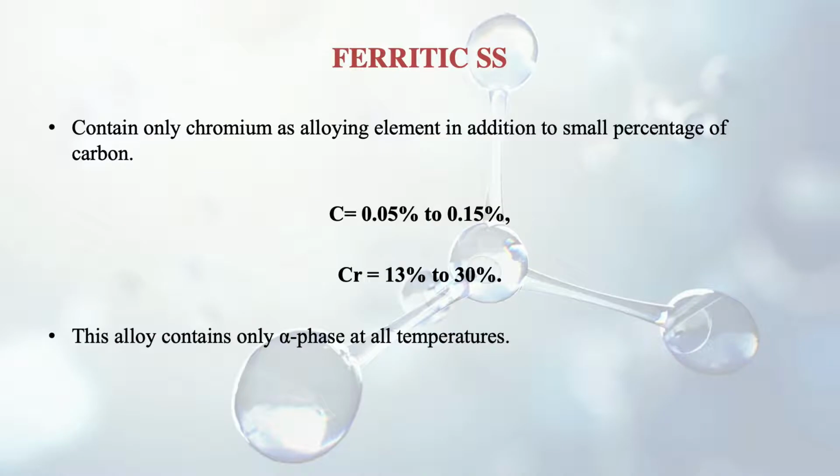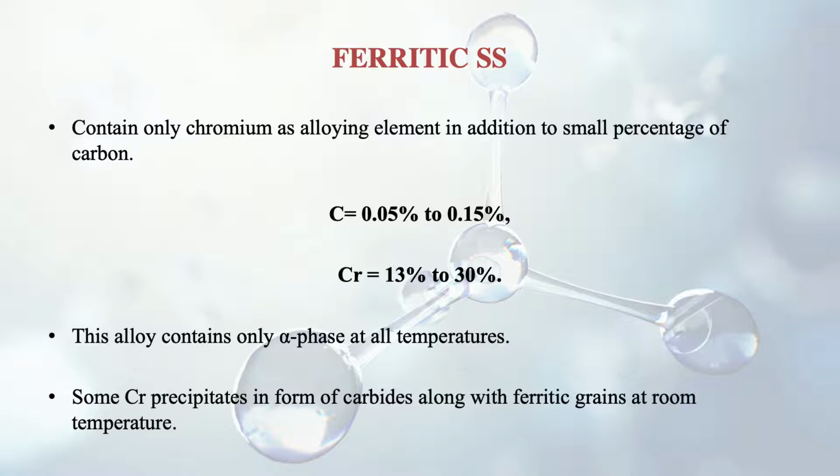When we are talking about ferritic, we know that it is softer in nature, so it has to be in the alpha phase. It contains only alpha phase at all temperatures. Some chromium precipitates in the form of carbides along with ferritic grains at room temperature. So it also contains some chromium precipitates in the form of carbides, a kind of mixture with ferritic grains, at room temperature.